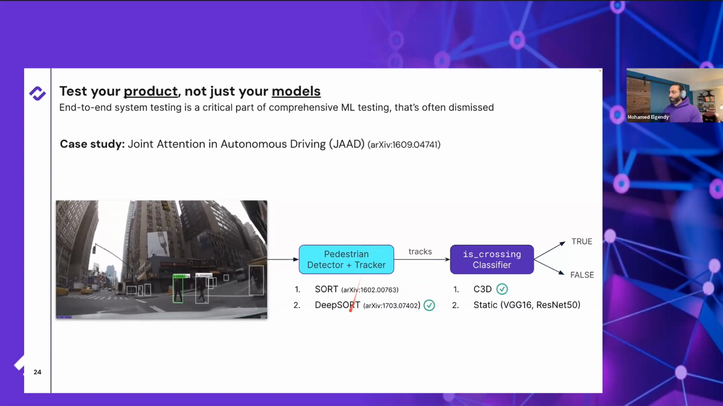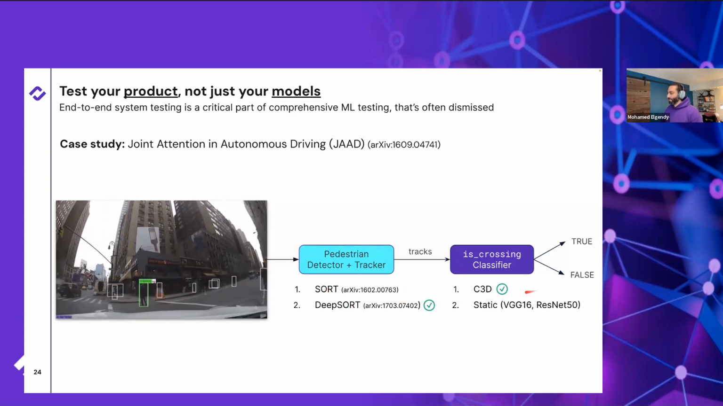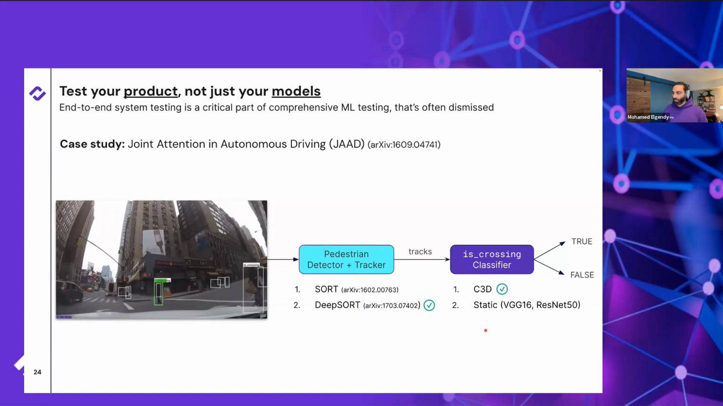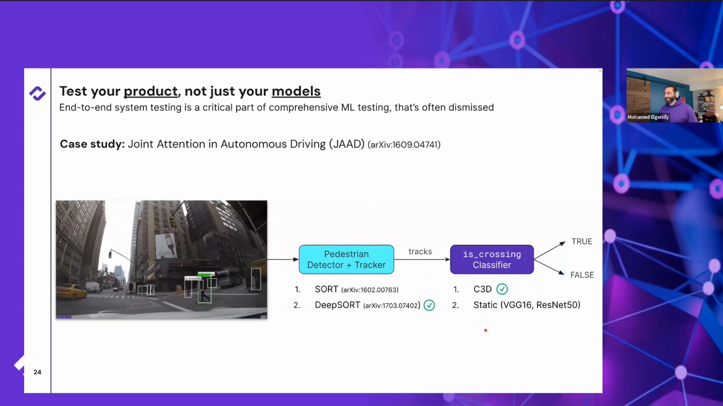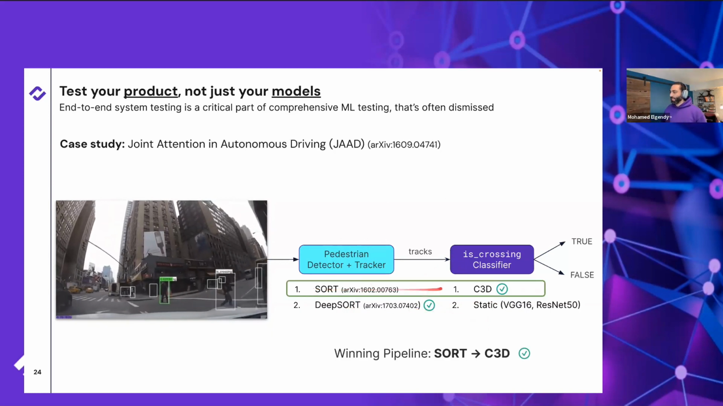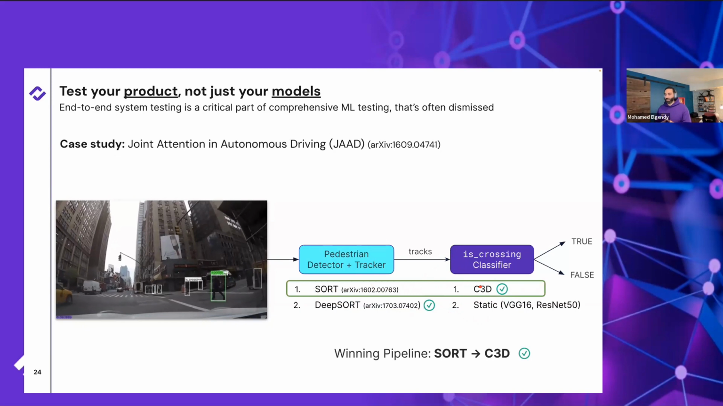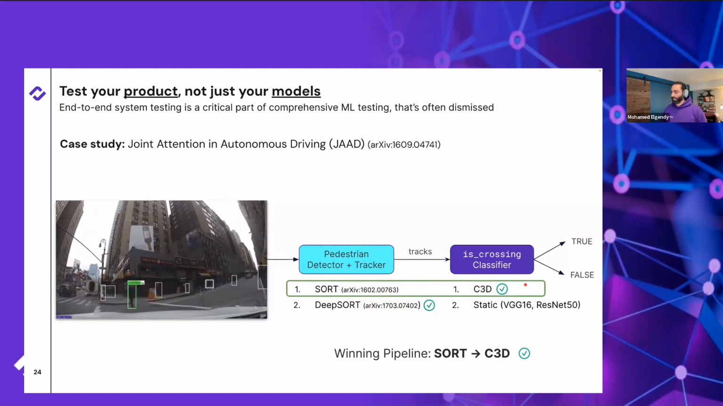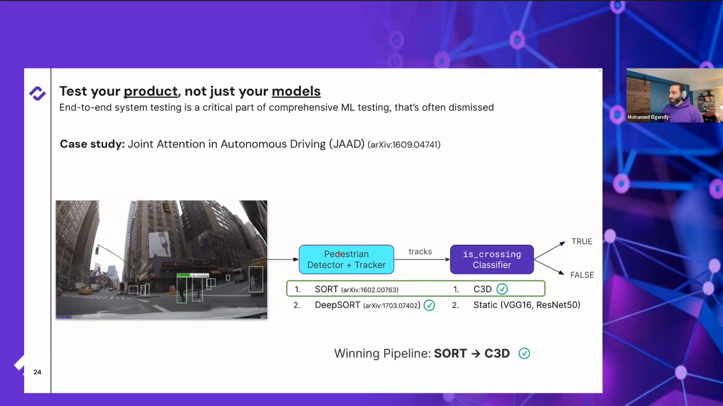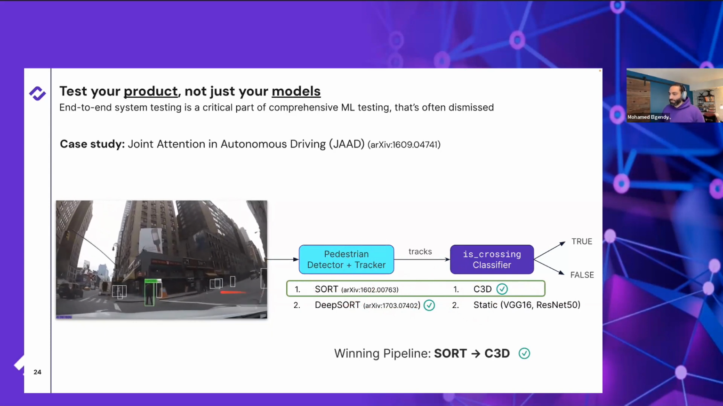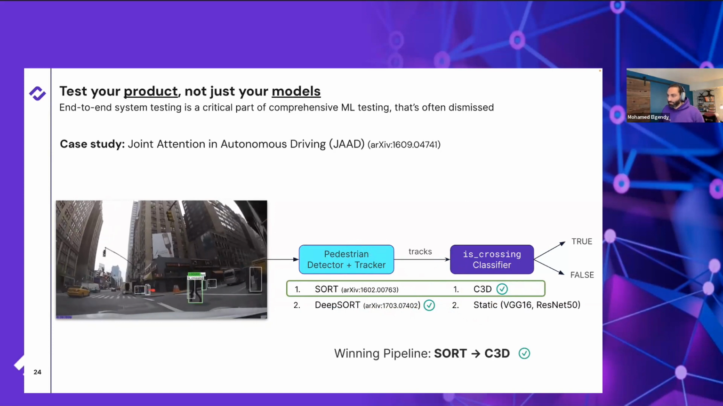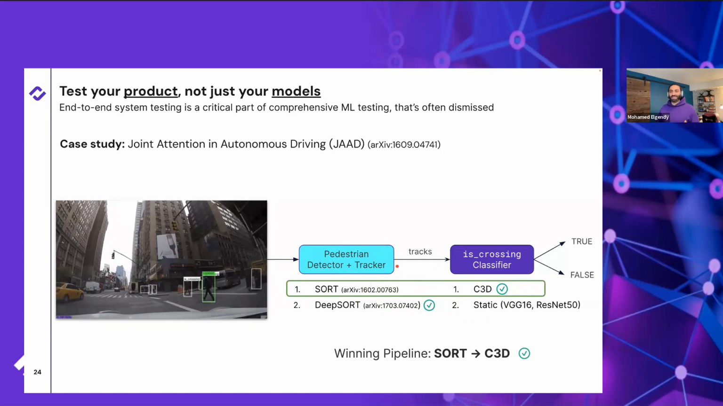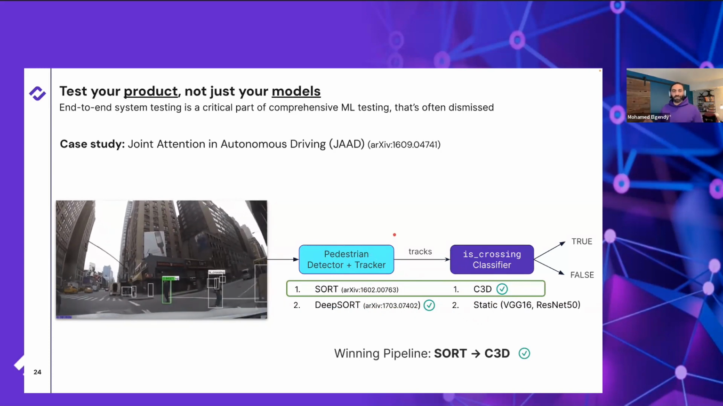If we test each model at a time, we see that DeepSORT is better than SORT, and C3D is better than static for the classifier. Now, you probably see where I'm going with this. If you test the entire end-to-end, we saw that the SORT and C3D combination as a pipeline has higher performance than the two winning models, DeepSORT and C3D. The reason is that the detector is detecting irrelevant people on the side that the classifier is failing at. So testing models individually doesn't tell us exactly how well the entire pipeline is going to perform.